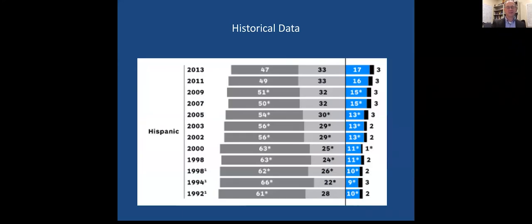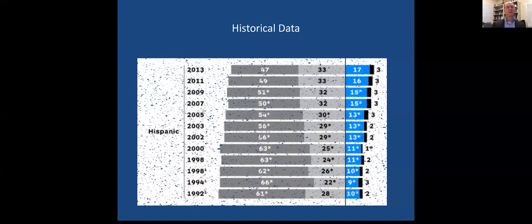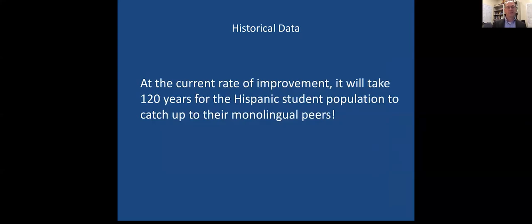Notice that I had 2013 data up there. It doesn't really make much of a difference at all. These are Hispanic students from 1992 to 2013 on the NAEP assessment. And you can see that the blue and the black is the percent of students reading at grade level. We're making progress, but this progress is incredibly slow, and it'll take us about 120 years to get our students who are Hispanic just up to the monolingual peers level.